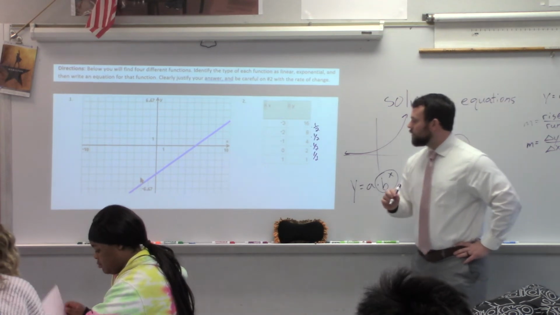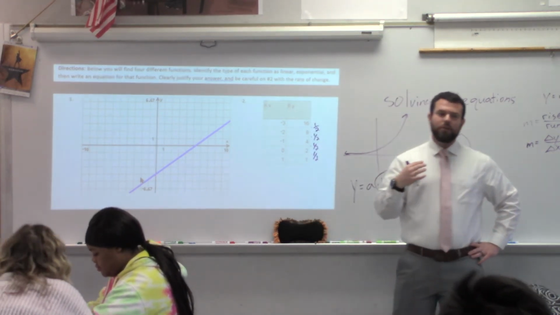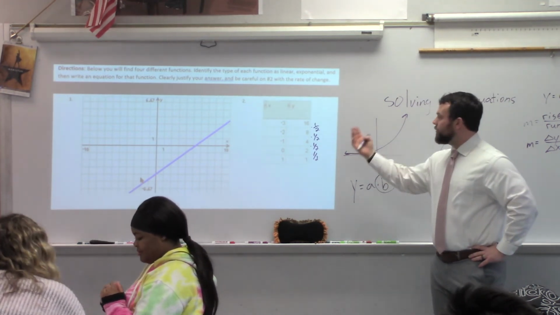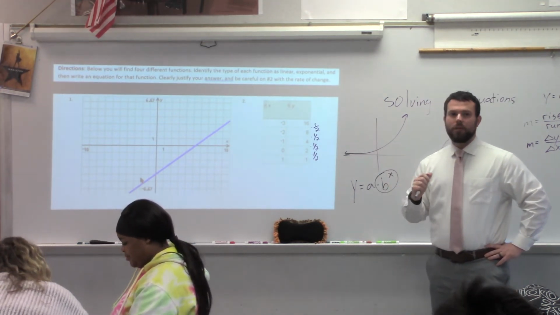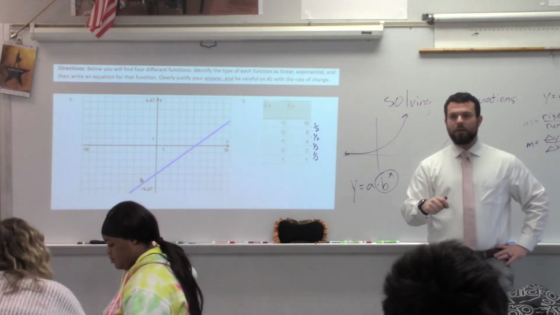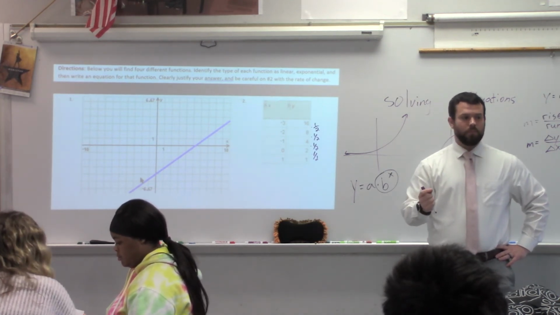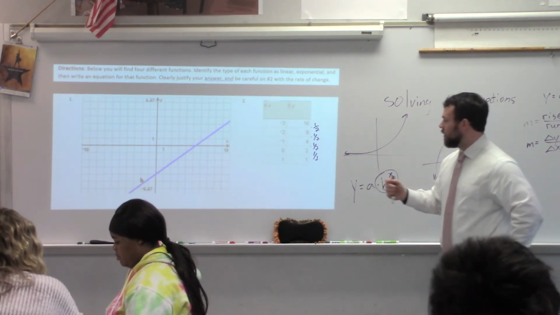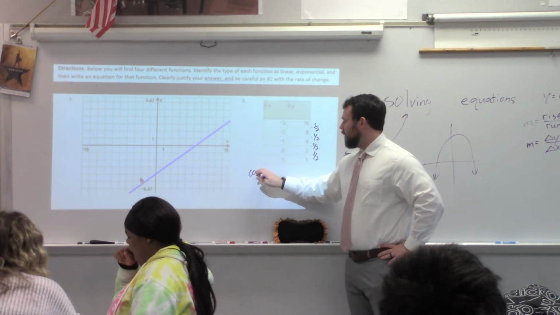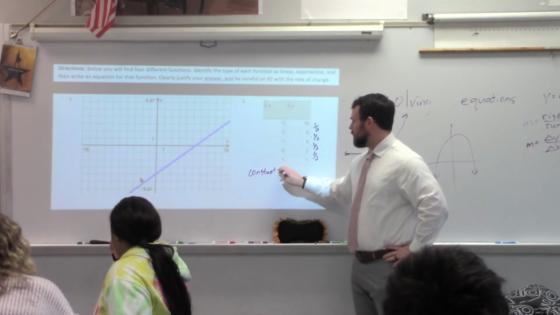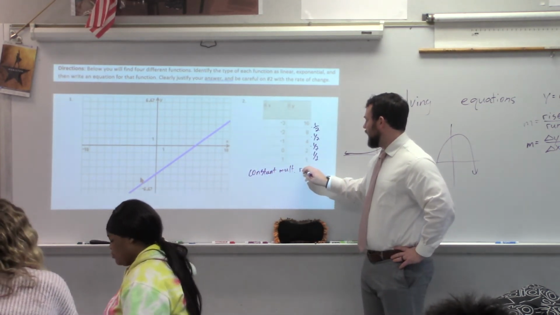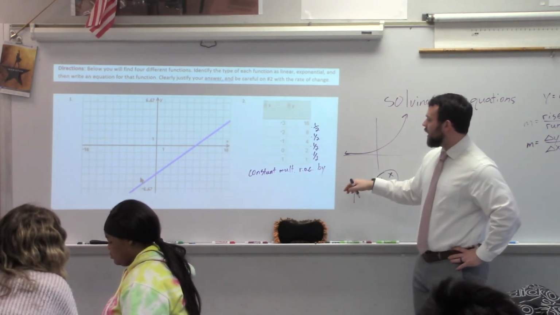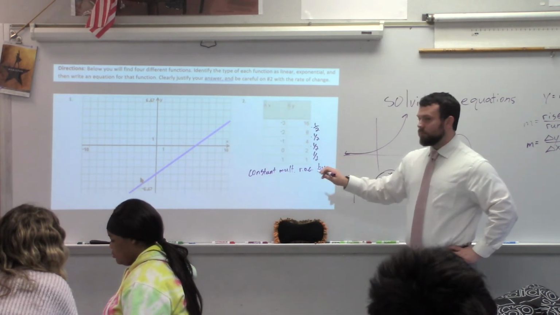So don't forget, and also I do want to point this out, in terms of justifying, first off, what would you need to talk about in number 2 to even get started on writing the equation? Anyone know? The rate of change? Okay, so the rate of change. So we would want to say what? Constant multiplicative rate of change. And notice I'm not just going to say that, I'm going to say what it's by what? 1/2.